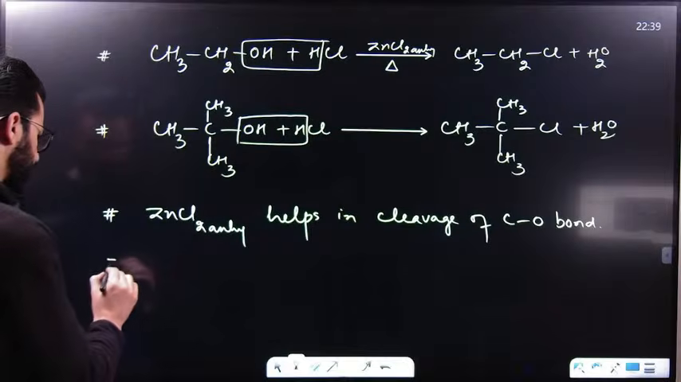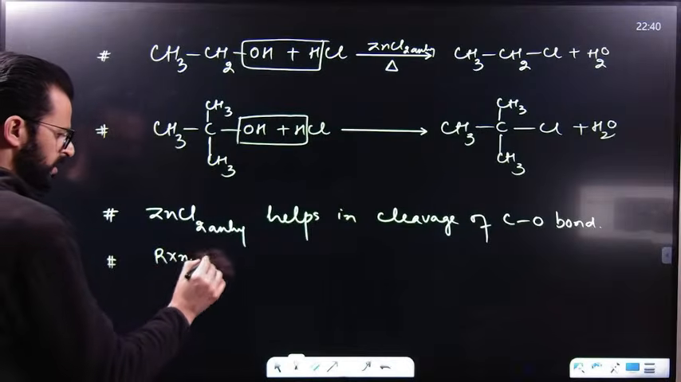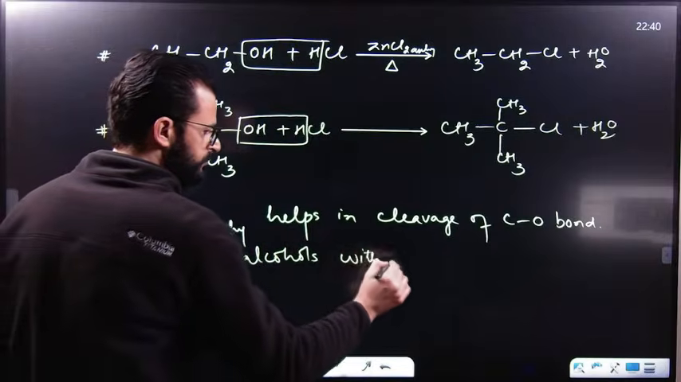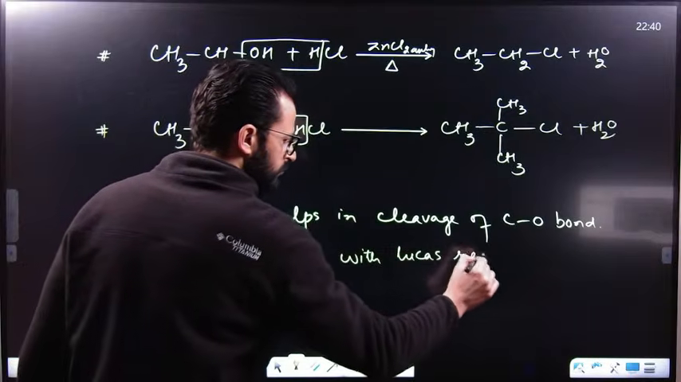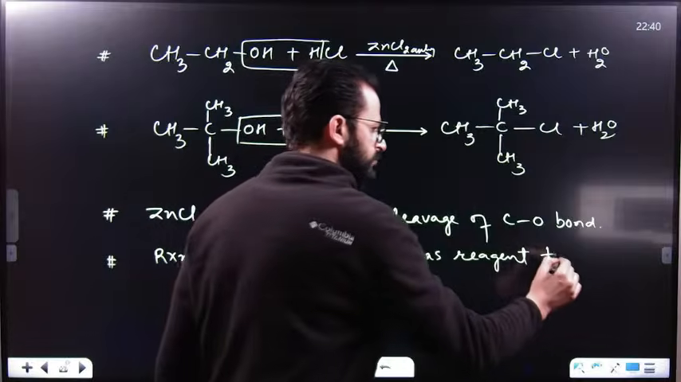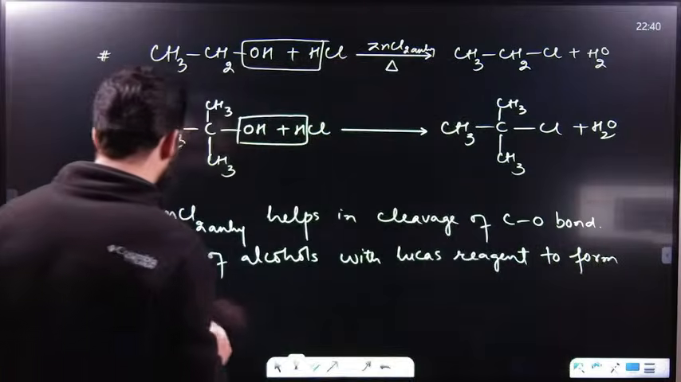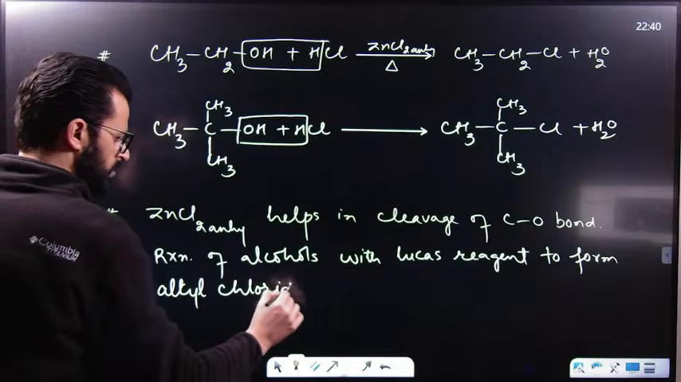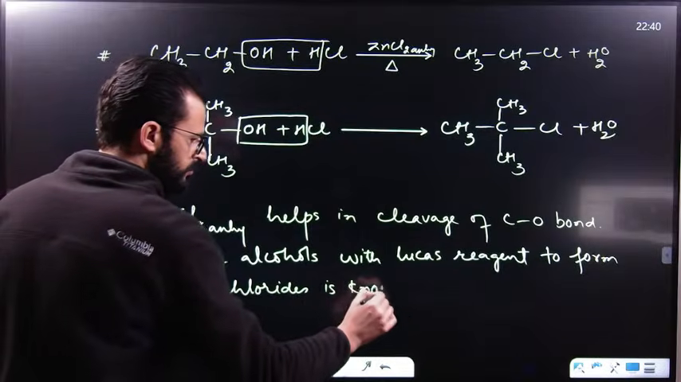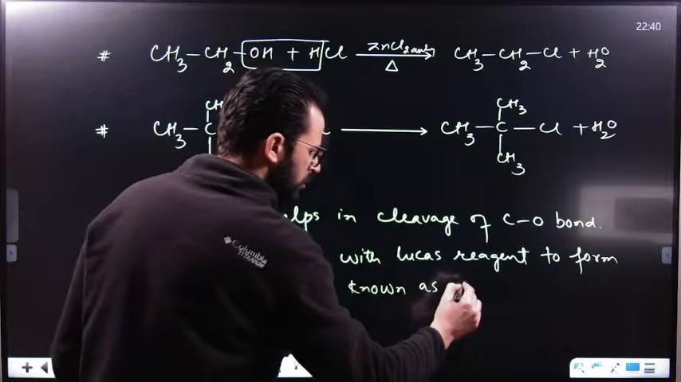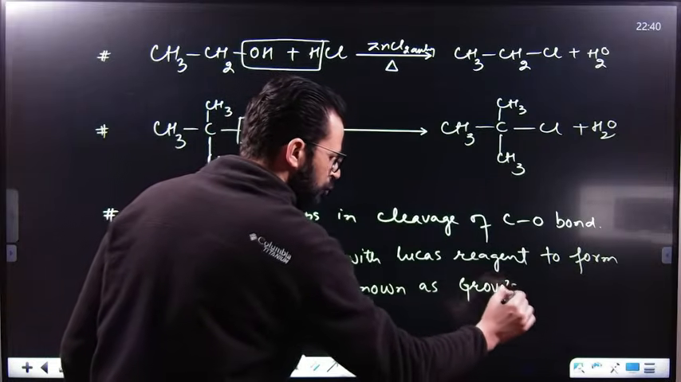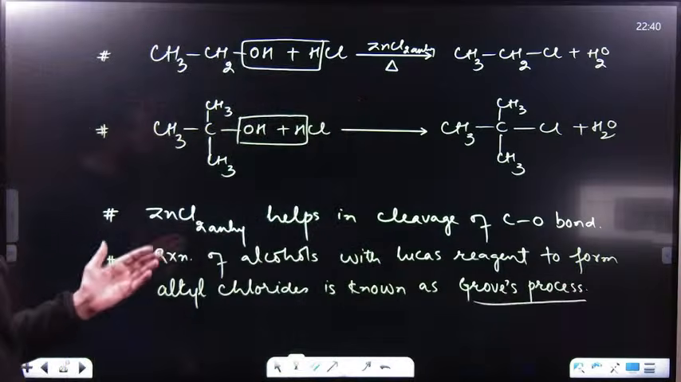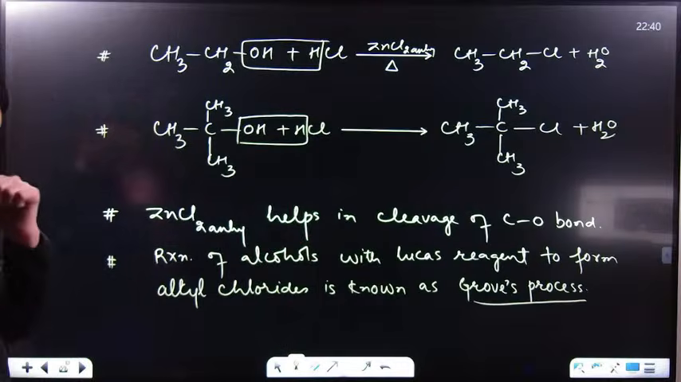Another point is that the reaction of alcohols with Lucas reagent to form alkyl chlorides is known as Groves process. So whenever an alkyl chloride is formed by reacting alcohol with Lucas reagent, that reaction will be known as Groves process.